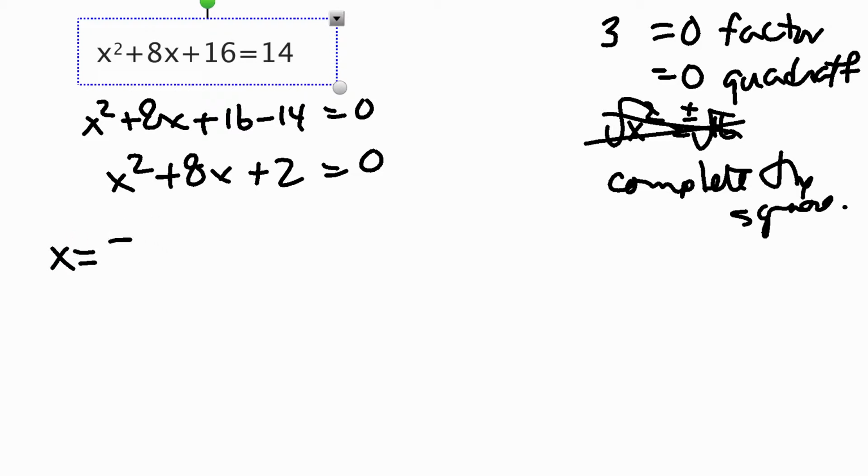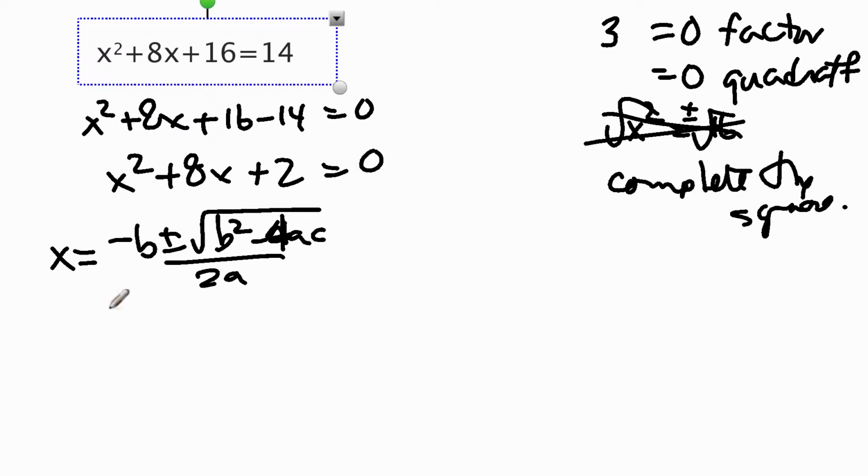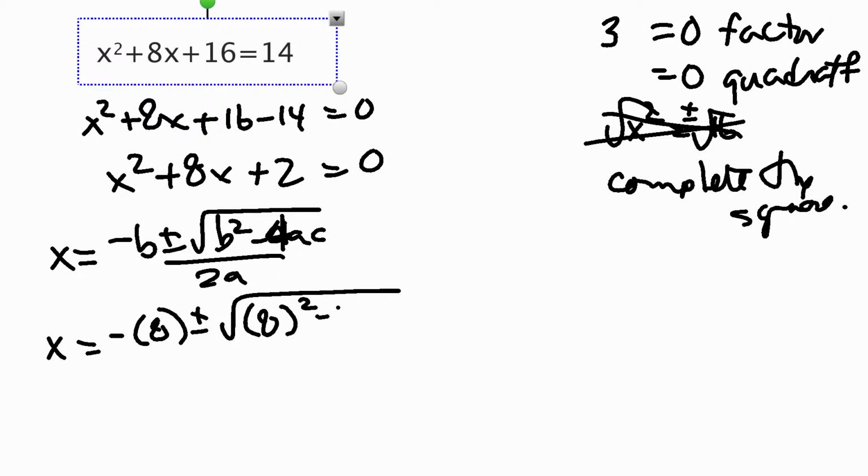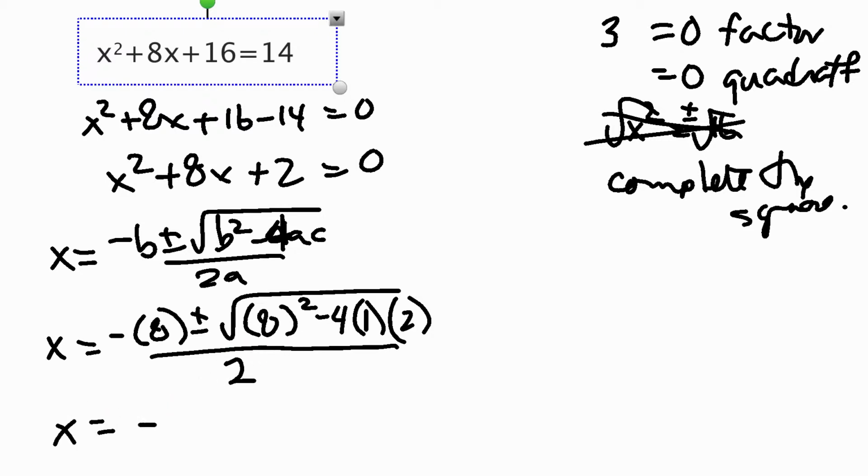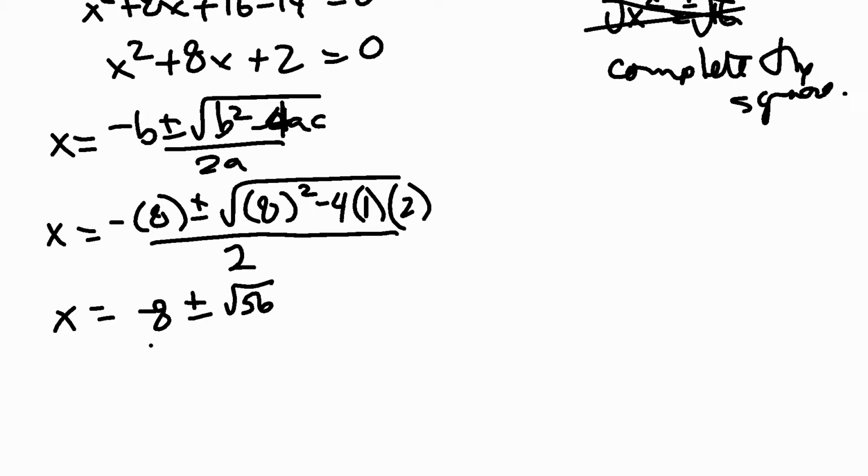x equals minus b plus or minus the square root of b squared minus 4ac, that's a 4, all over 2 times a. So x equals minus b, b is an 8, plus or minus 8 squared minus 4 times a is 1 times c is 2, all over 2 times 1, which is just 2. So if I simplify that, I get minus 8 plus or minus, that'd be 64 minus 8, I think it's 56. So 56 over 2.